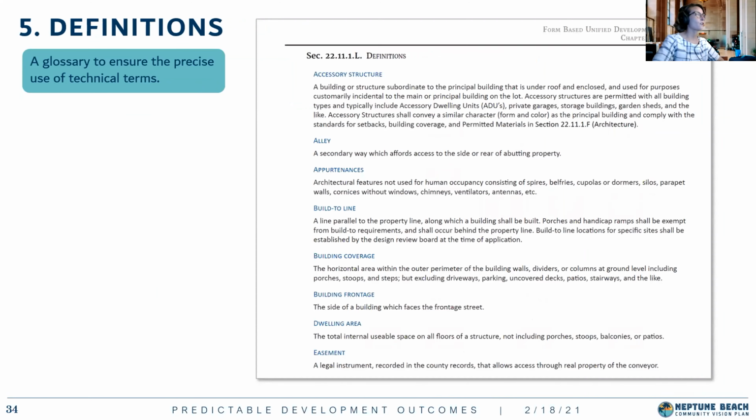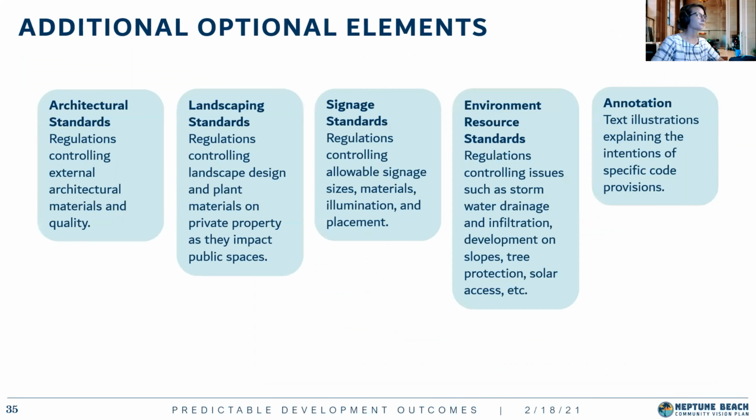And of course, there's a long section on definitions, which, like I said, every single zoning code, whether it's a form-based code or not, does need to have. So there are some optional elements that you can include in a form-based code. And all of these will only give you more control over the actual quality and outcome of development.